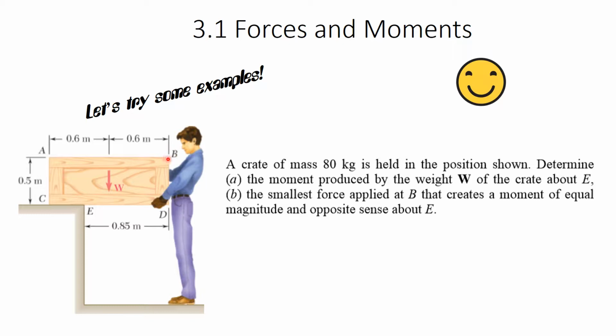So B is up here at this corner that would create a moment of equal magnitude and opposite sense around E. Okay, so the weight wants the crate to fall down, and we want to put our hand up here at this corner and stop it from rotating around E.